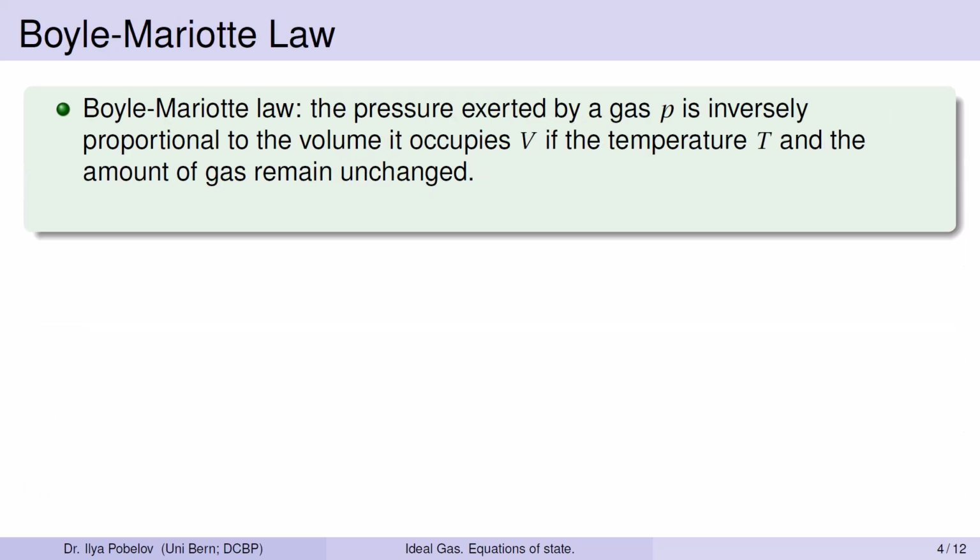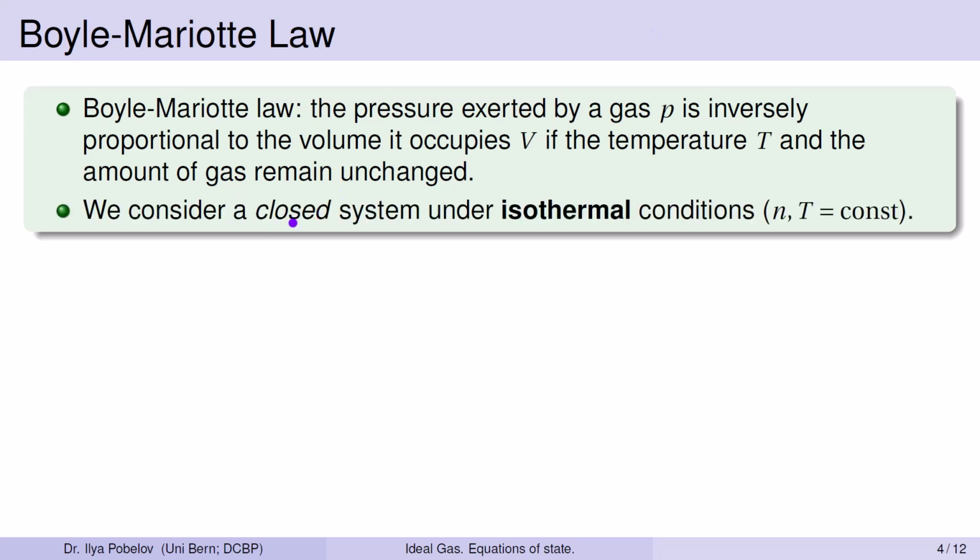Another historical gas law, the Boyle-Mariotte law, states that the pressure exerted by a gas is inversely proportional to the volume it occupies if the temperature and the amount of gas remain unchanged. This means we consider a closed system with a constant amount of gas under isothermal conditions. Mathematically, these conditions can be formulated as N and T being constant.